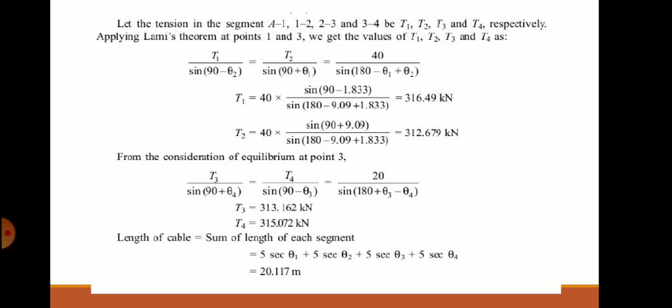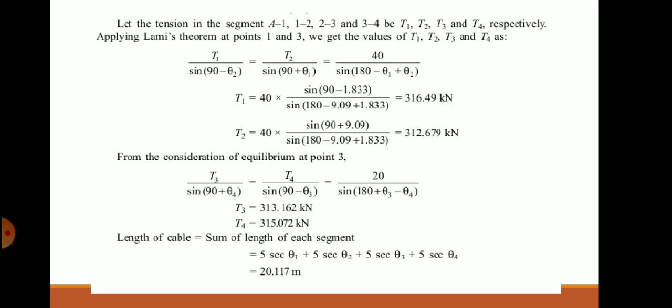By interpolating 2 things, you can solve and find out what is T1, T2, because we already know what is theta 1, theta 2. So, you have to find out what is T1 and T2. Similarly, consider the equilibrium of point 3 and apply Lamè's theorem over there. Find out the tension in the forces T3 and T4. So, T1, T2, T3 and T4. Tension in all the 4 cables are found out.